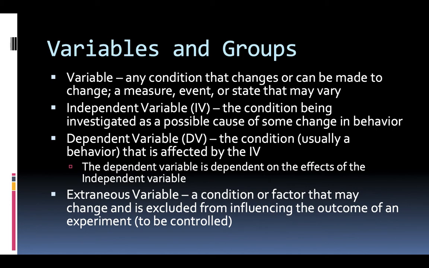Extraneous variables are conditions or factors that could change and should be excluded as much as possible from influencing the outcome of our experiment. We have to control these things. Now, when we're talking about our cookie example, let's say we're making our 2 batches of cookies, one with the white sugar, one with the brown sugar.